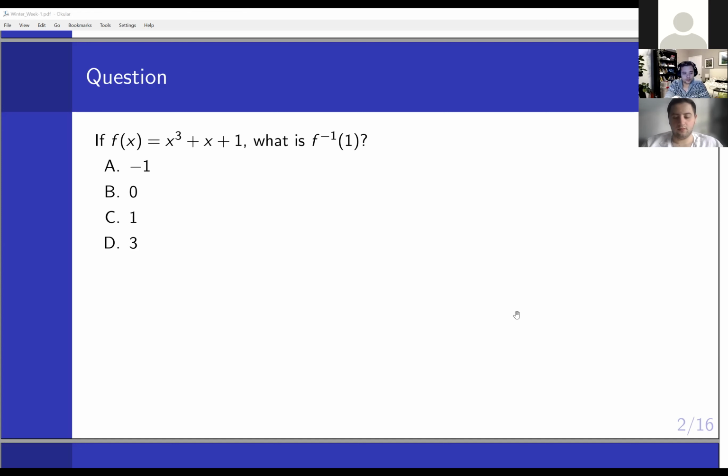No, it means the inverse. So I got a direct message saying, what does the -1 mean? In the f, it means the inverse function. Okay. So for assignments, what you should do, and again, I very much encourage you to work together.